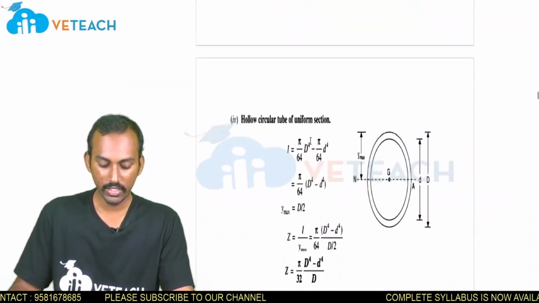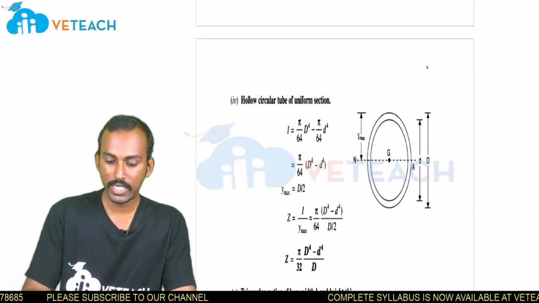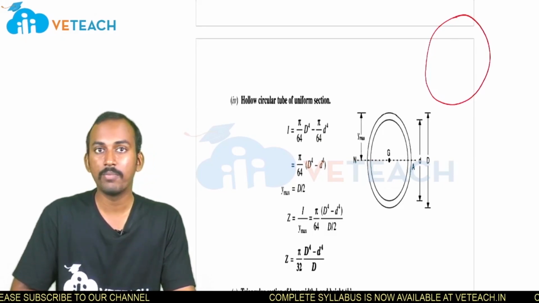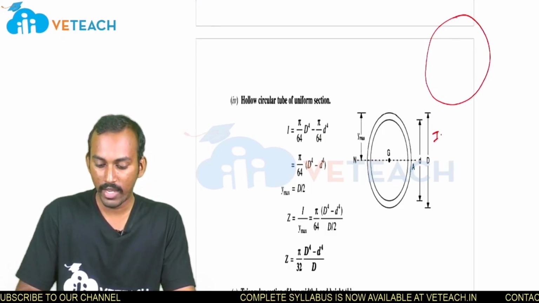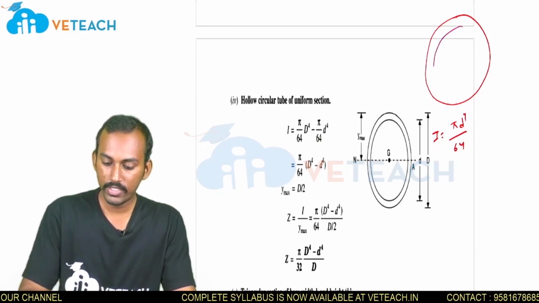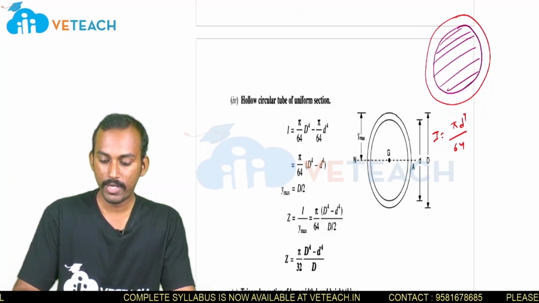So coming to the hollow circular section. This is also similar to the hollow rectangular section. First you consider this hollow circular part as a solid part. For a solid part, what is the I value? Pi d power 4 by 64. In that, this part is hollowed, that means this part is removed.